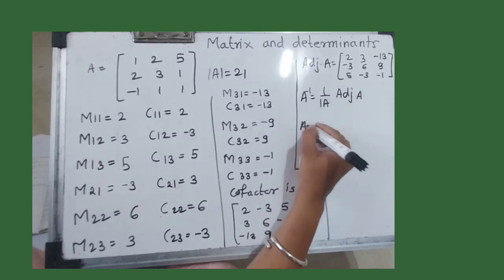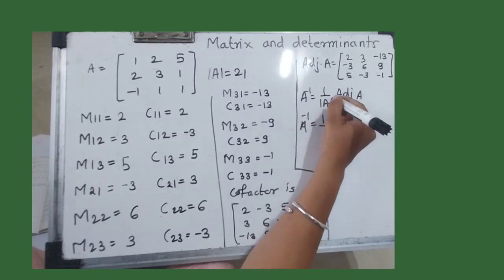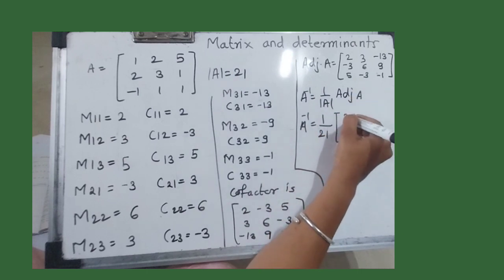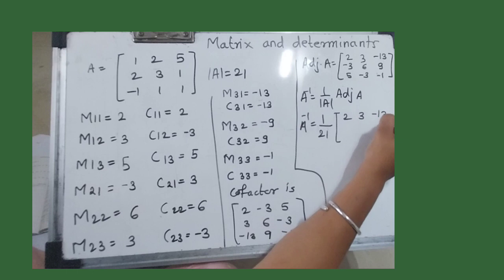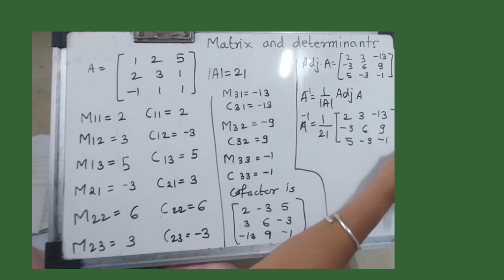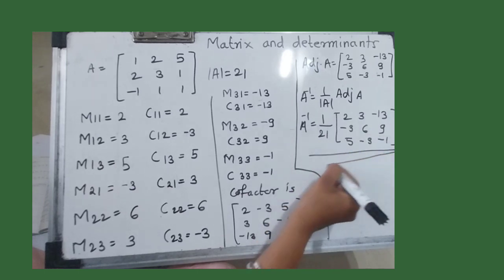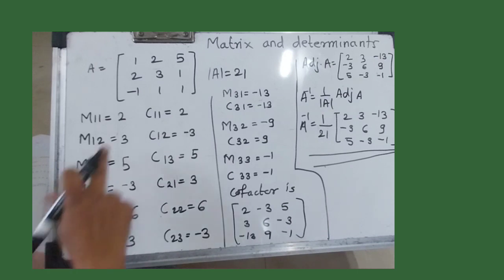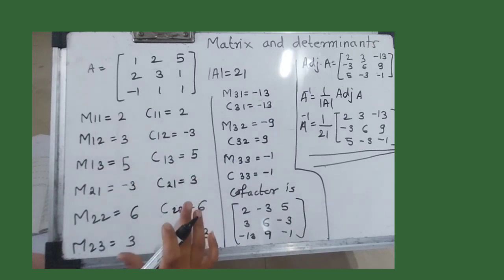Put all values here. 1 upon determinant A is 1 upon 21 and adjoint of A is this. So this is my required answer. Keep as it is, you will get the full marks. This is my answer. Take a screenshot. After practice, you also do this.